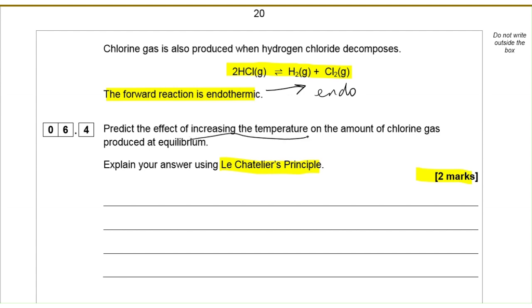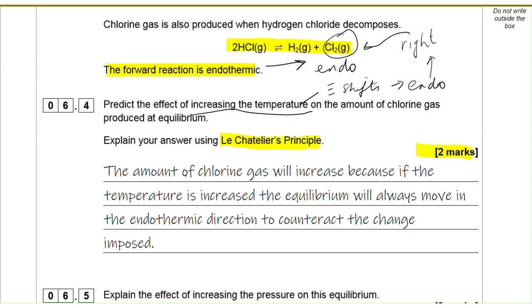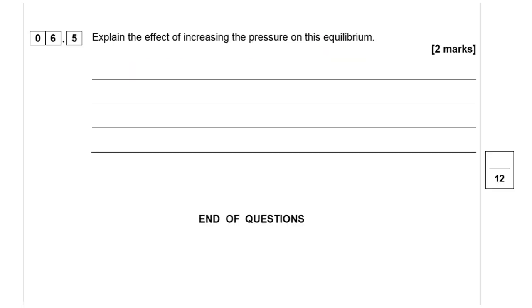So to claim our 2 marks, the amount of chlorine gas will increase because if the temperature is increased, the equilibrium will always move in the endothermic direction to counteract the change imposed. And that is Le Chatelier. And now to the final question, 6.5. Explain the effect of increasing the pressure on this equilibrium for 2 marks.